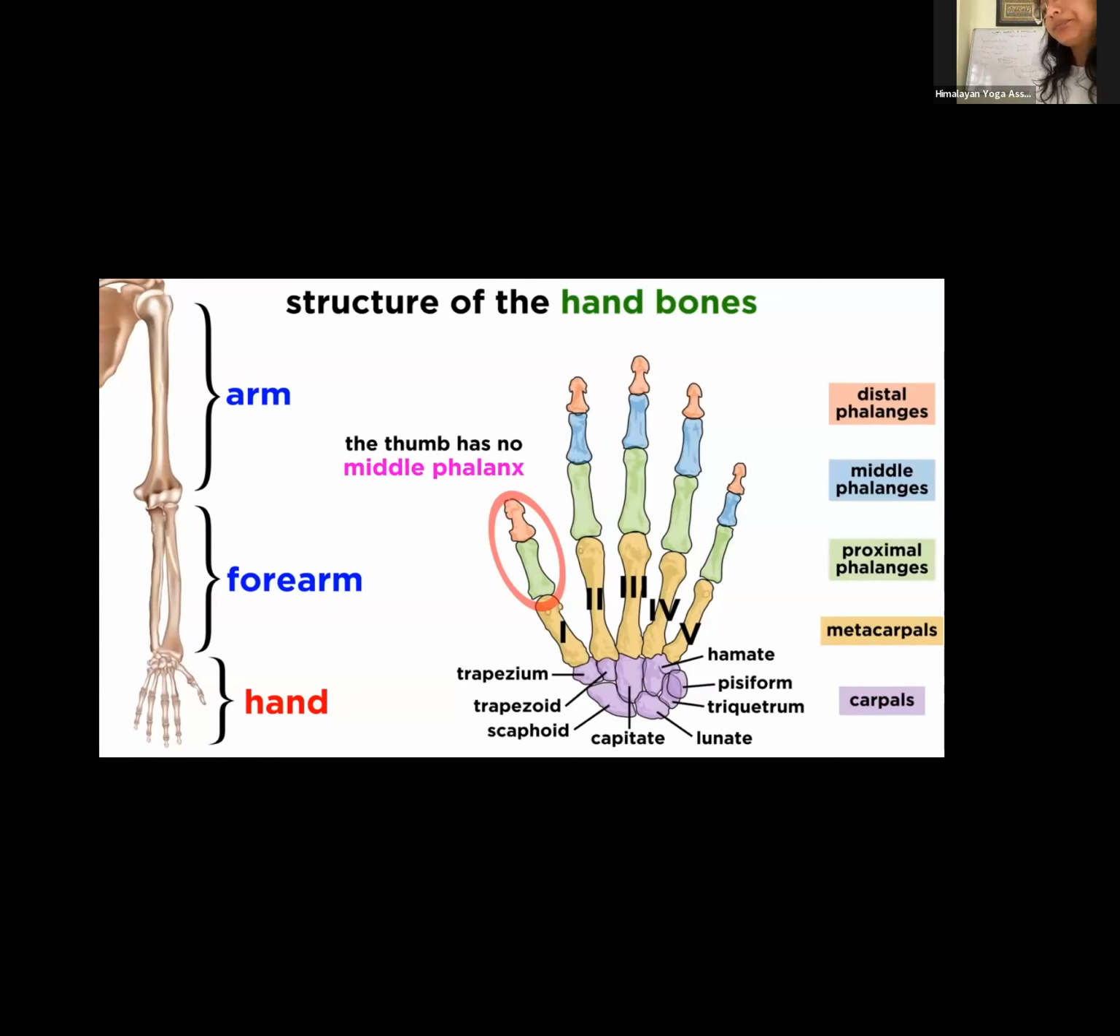Simple to remember. Okay, so carpals are 8 in number, metacarpals are 5 in number. Starting from the thumb, it has 1, 2, 3, 4, 5. Then phalanges: proximal phalanges, middle phalanges, and distal phalanges. You can take a screenshot of this.